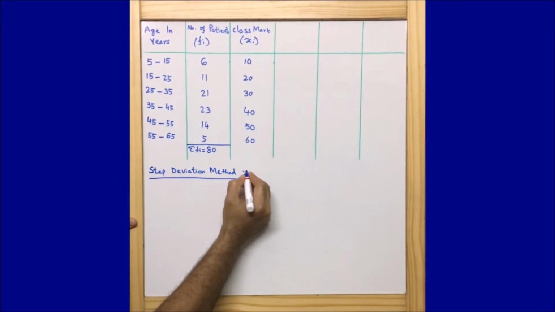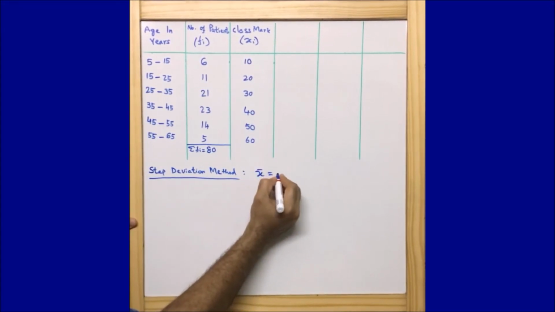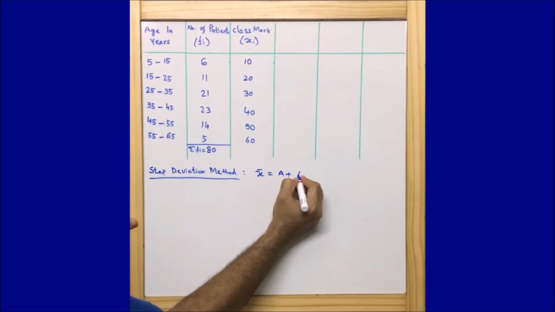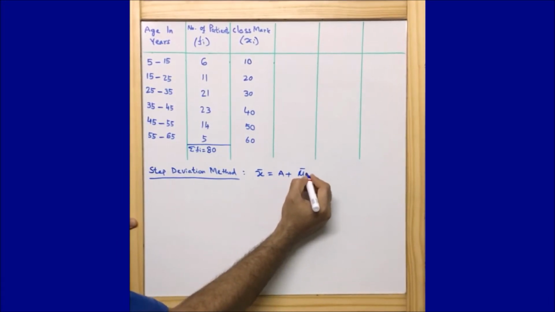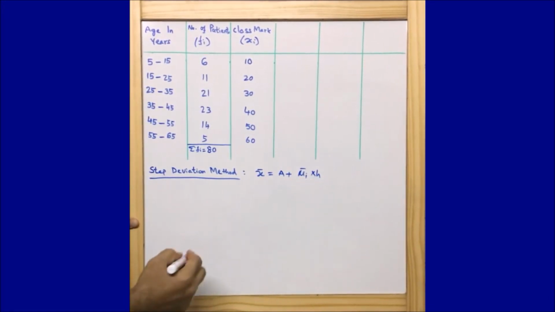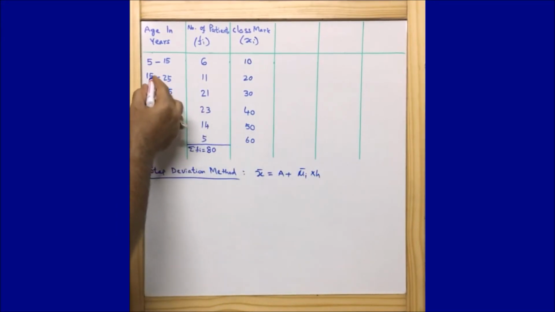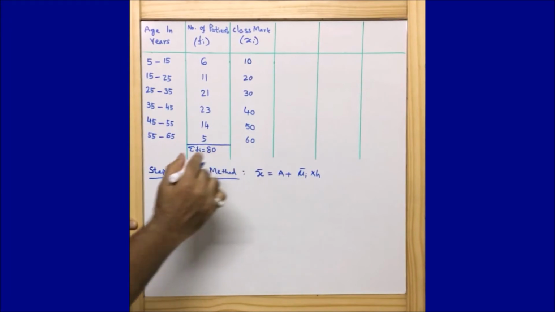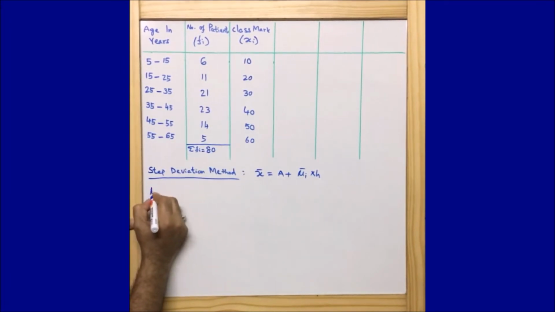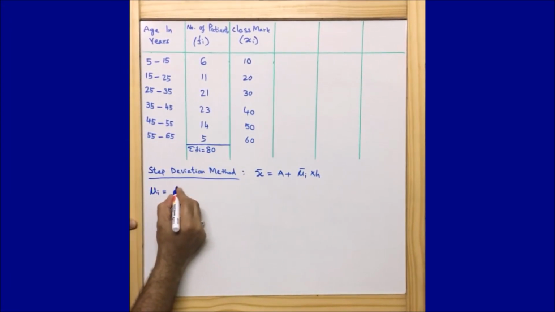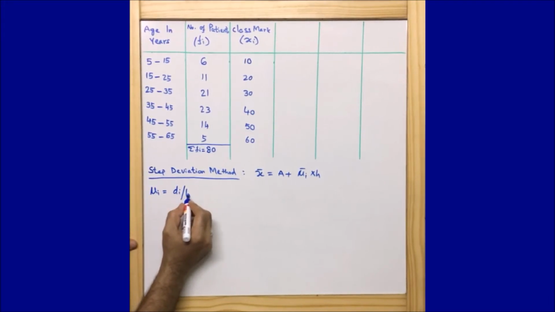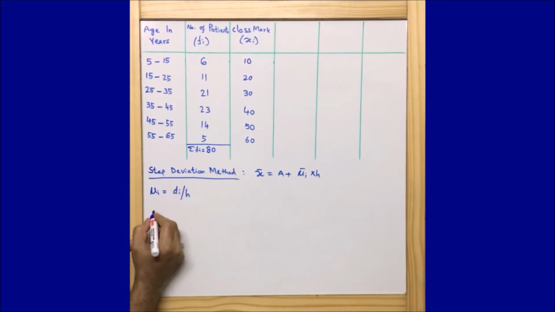So here we are going to use the step deviation method. The mean in this formula is equal to a plus the mean of ui into h. What is the mean of ui? h is nothing but the class height or class interval, which is 10 here. What is ui? ui is equal to di by h. di is nothing but the deviation. So we are going to find out the deviation. But what is the mean of ui?